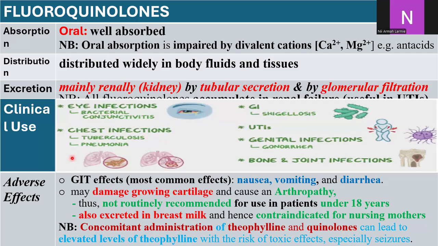Part of its adverse effects are GI effects, which are the most common: nausea, vomiting, diarrhea. It's also been shown that it can damage growing cartilages and cause what is known as arthropathy, a joint disease which behaves like arthritis, with inflammation of those joints.